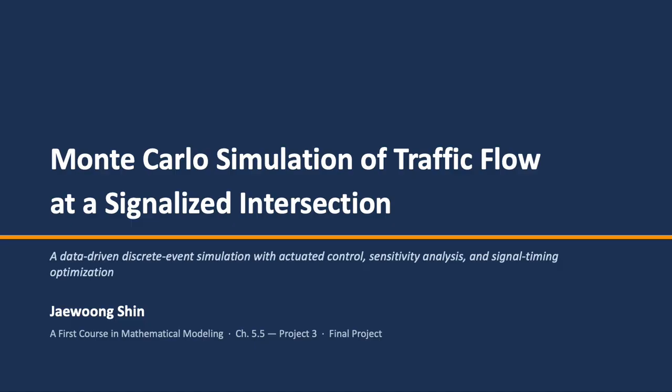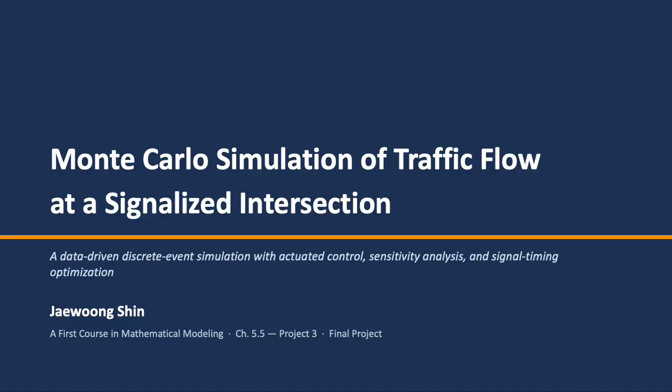This final project is about Monte Carlo simulation of traffic flow at a signalized intersection. It's from project 1, actually from chapter 5.5 of our textbook. Over the next 10 to 15 minutes, I'll walk you through the problem, how I extended it, how the simulation is built, and what it tells us about delay, congestion, and how to time a traffic light well.